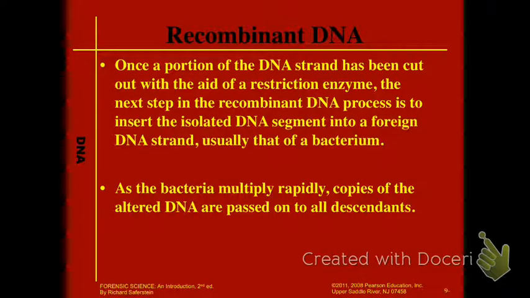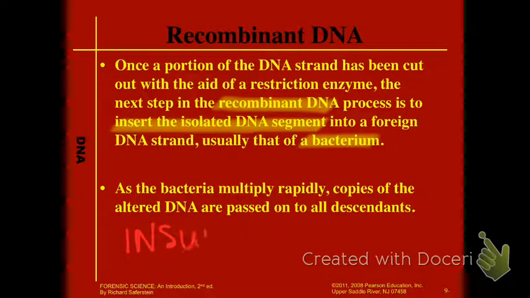Once the DNA has been cut, the next step, if we're doing recombinant DNA, is to put that DNA segment into usually a bacterial cell. And then whatever DNA we inserted into the bacterial cell, for instance human insulin, the bacterial cells make human insulin. That's the synthetic human insulin that's made for diabetic patients.